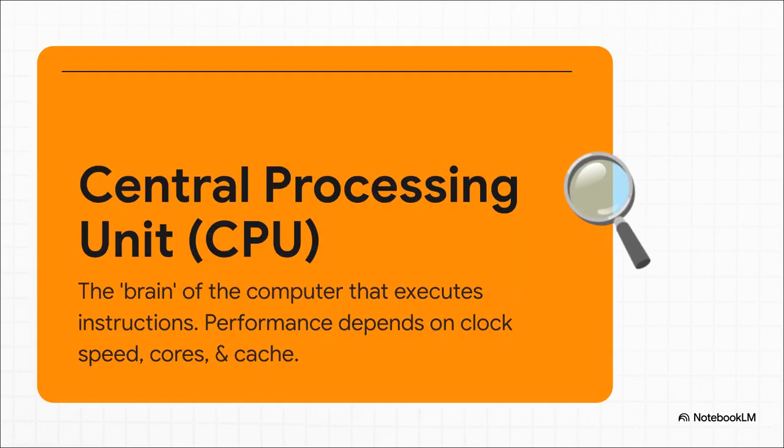Now, let's zoom in on the star player of that team, the CPU. This is where all the magic happens, where instructions actually get executed. Its power comes down to a few things. Its clock speed, which is basically how fast it thinks, the number of cores it has, which is like how many tasks it can juggle at once, and its cache size, which is a little bit of super fast memory right there for stuff it uses all the time.